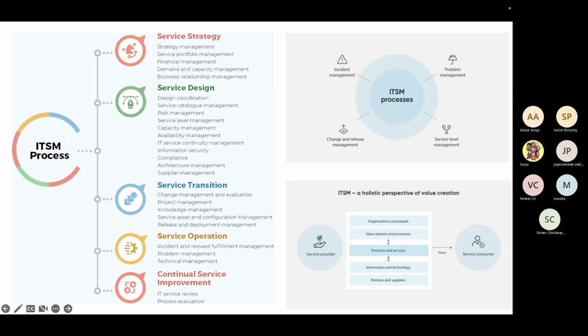Okay, no problem. So we need to focus on incident management, problem management, service level management, and coming to the change and release management, we need to understand how this particular change and release management has a direct or indirect, hand in hand relationship with the other process.